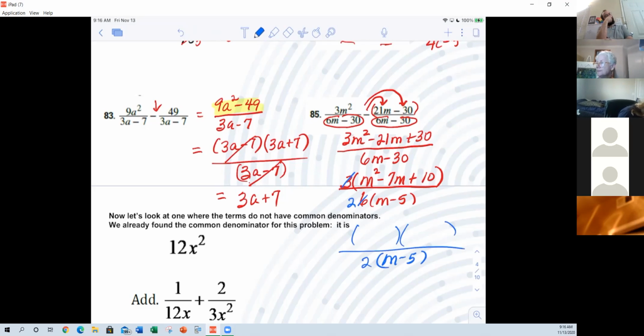I'm sorry, what are you asking? Okay, what I'm saying is we're looking to factor this right here. We're going to factor the numerator.